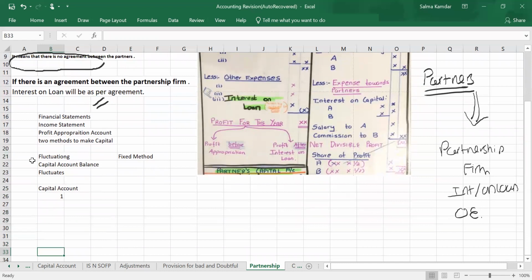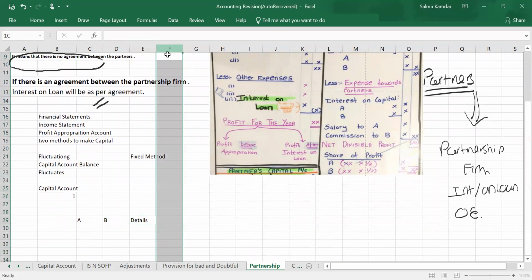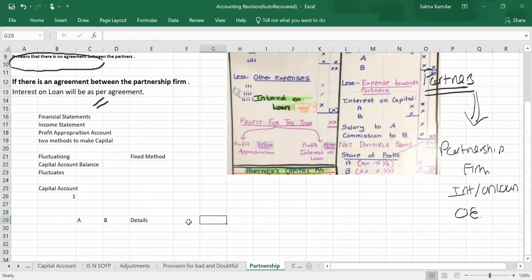Everything that is there in our capital account would come over here. Can you tell me what would be there? In the capital account, there would be capital and interest on capital. Capital would be on the credit side, interest on capital would be on the credit side, and salary to a partner and commission to the partner would be on the credit side. This could be the opening capital, balance b/d. Then cash or bank is the additional capital.